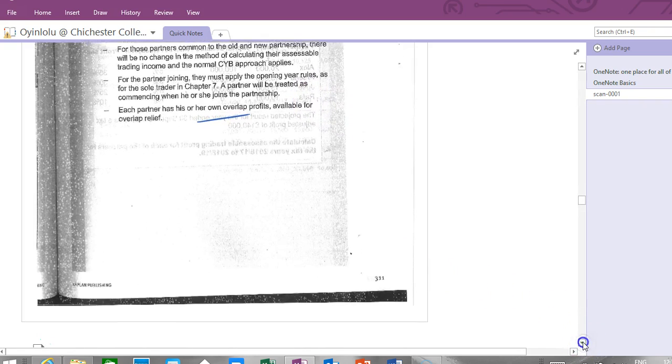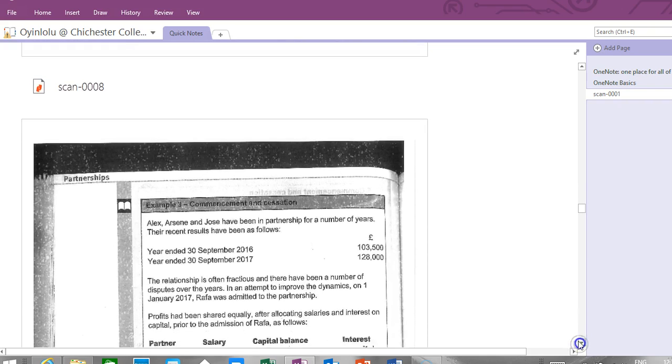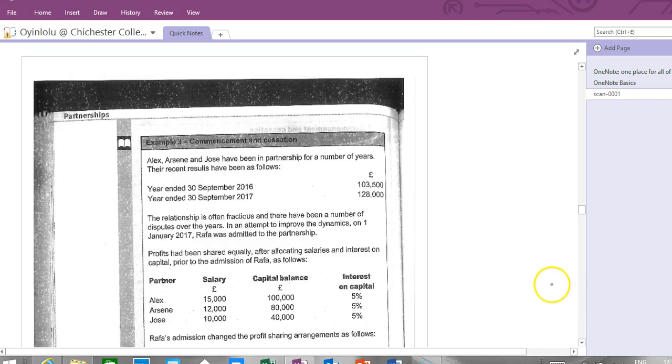Cool, great stuff. So let's do it. Let's see an example here. For those of you who are well into your football, you would recognize these names, and you would know that this could never really happen in reality. But anyway, Alex, Arson, and Jose have been in partnership for a number of years.